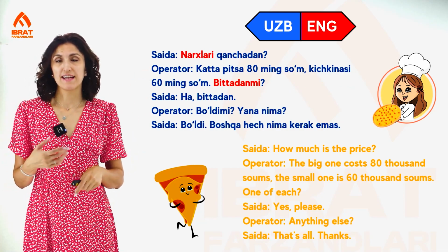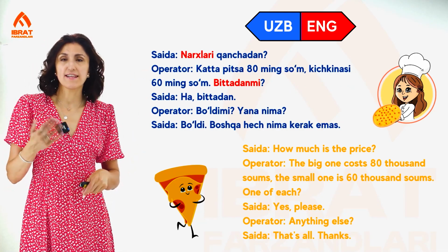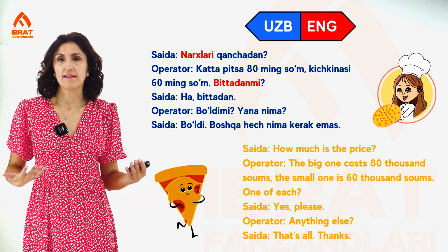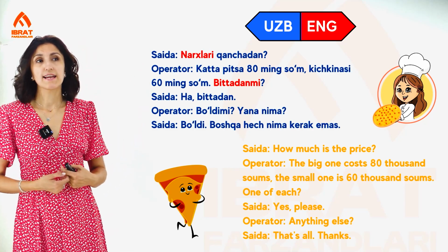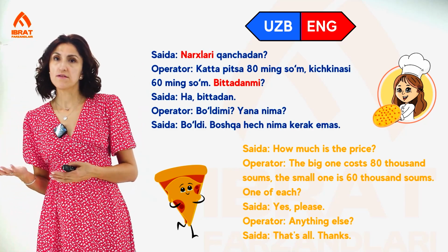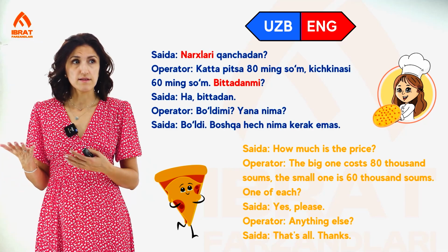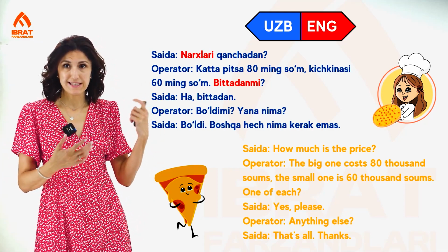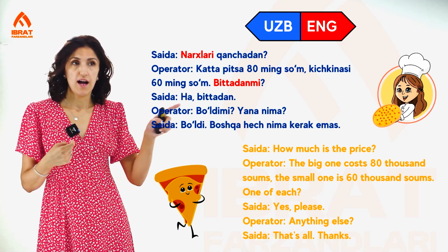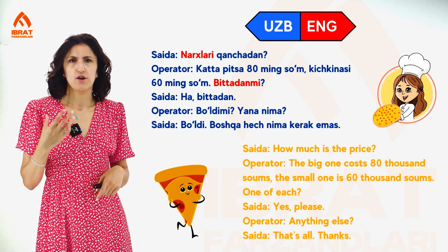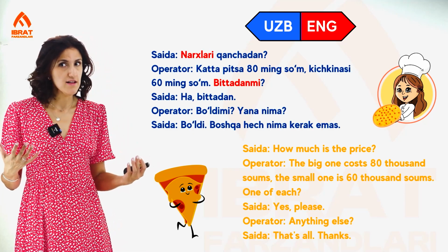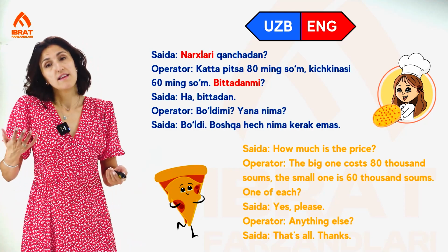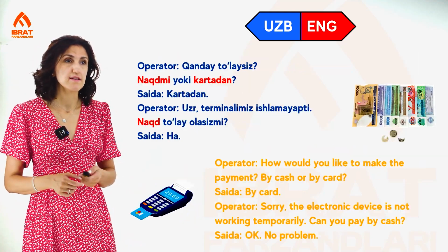Narx is price. Narxlari qancha? Narxi, you can ask narxi qancha, narxlari qancha. Narxlari because we are buying several things. Narxlari qancha? Katta pizza 80 ming so'm. The big one is 80,000. Kichkinasi 60 ming so'm. The small one is 60. Bittadanmi? One of each? Ha, bittadan. One of each. Bo'ldimi? Yana nima? That's all? What else do you need? Bo'ldi, boshqa hech nima kerak emas. That's all. We don't need anything else.